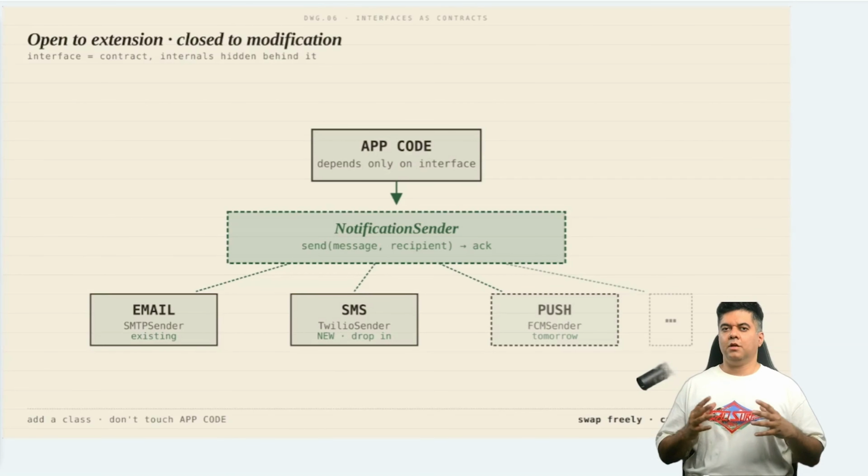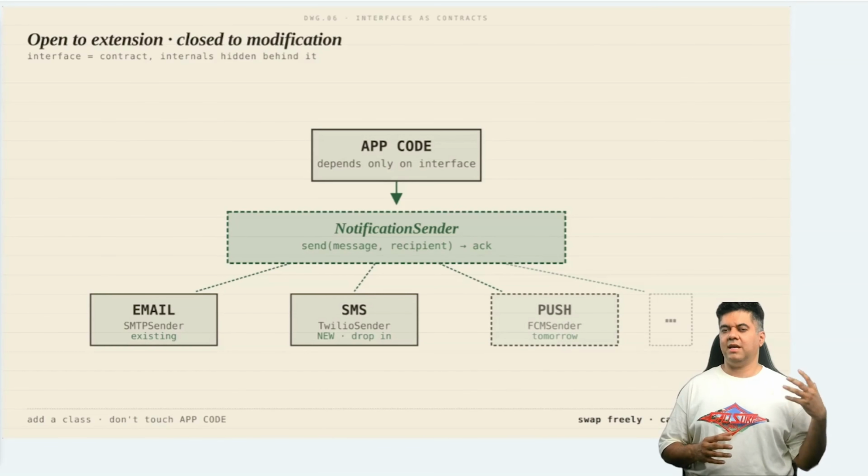Let's take a real example. Your notification service sends emails. Tomorrow, let's say the product team wants SMS as well. If your code is written against a notification sender interface, you add a new SMS sender class that implements that interface. The rest of the system does not have to change. It just gets a new implementation plugged in. That's it. That's the whole idea. The interface is what makes the system extensible without touching what already works.